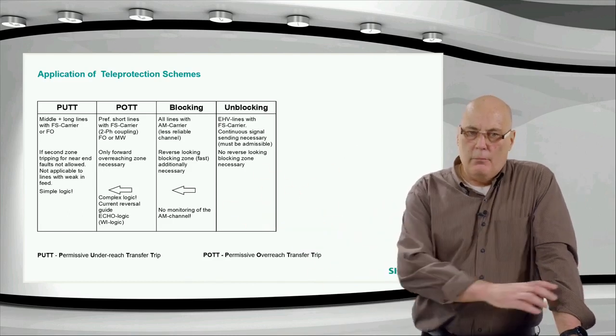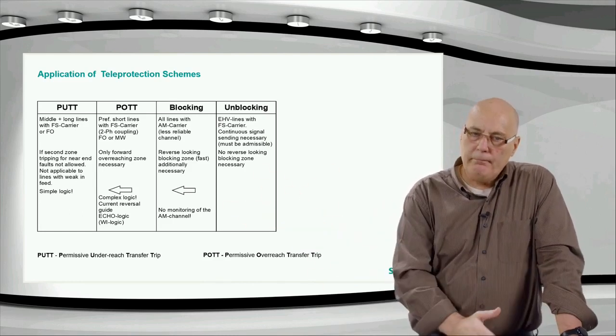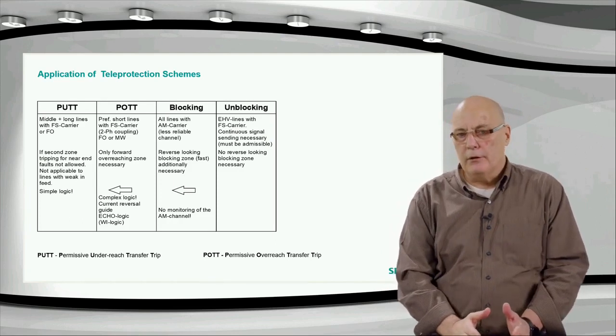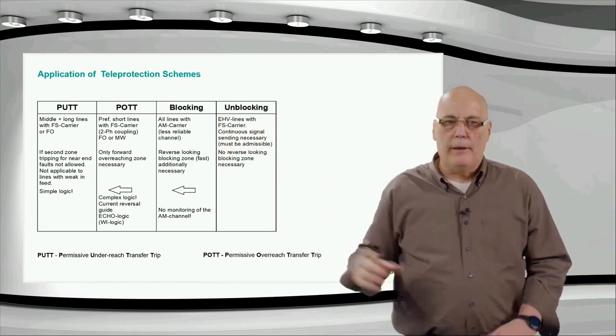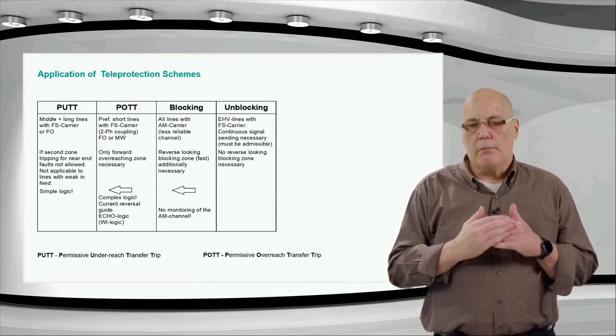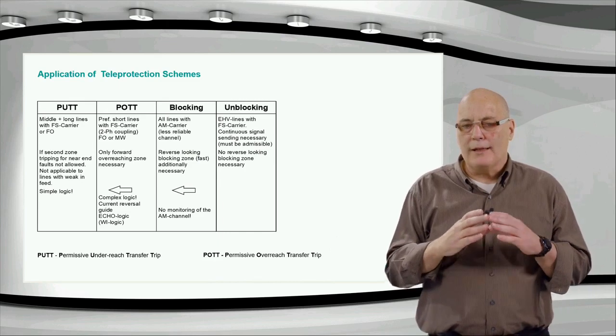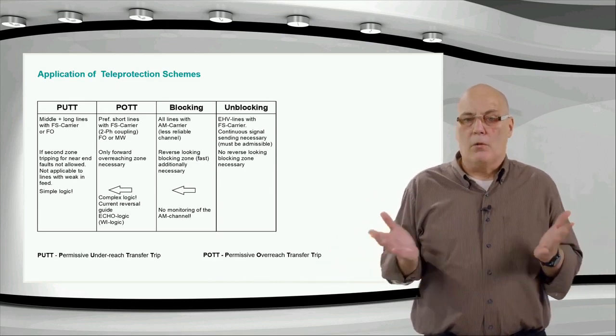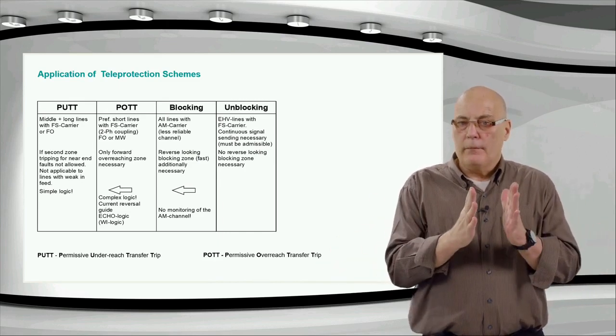That is a little bit of history there. The PUTT scheme is simple. There we use an underreaching zone to send the advantage. You can see at the top there, it's used for longer lines. Why not on short lines? Because by definition of the PUTT scheme, you are using an underreaching zone. What is the underreaching zone? It's zone 1. Zone 1 is used to send.